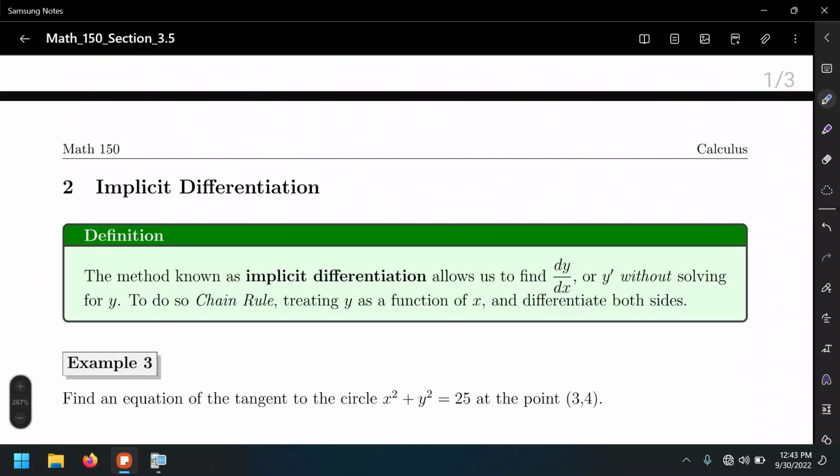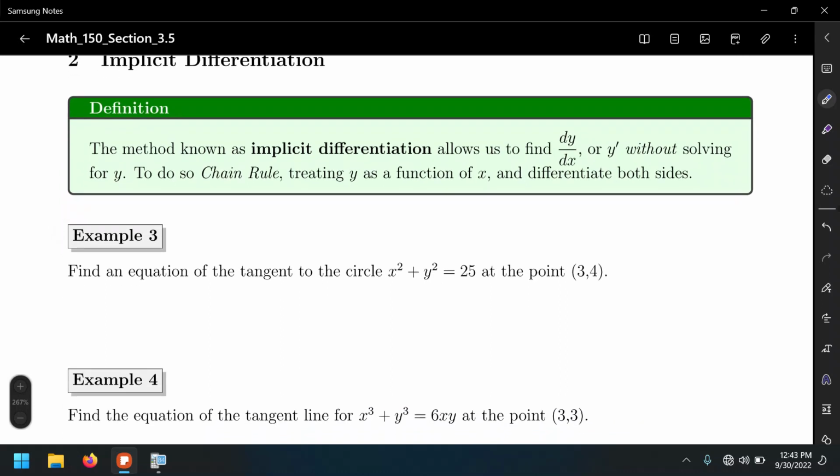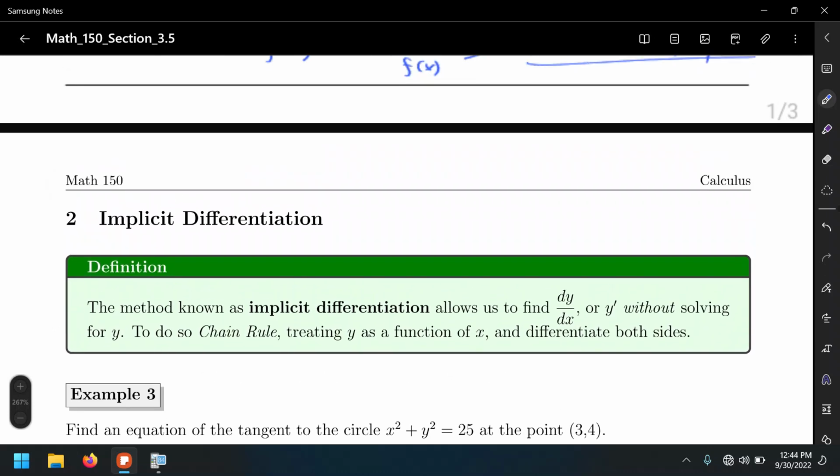So the method is to differentiate both sides of the equation, and whenever we differentiate something in terms of y, we do a mini chain rule and multiply by dy/dx. So let's look at some examples. Find an equation of the tangent to the circle x squared plus y squared equals 25 at the point (3, 4). And actually we already got the result for this derivative. Didn't we do it in the previous part? So let's just go ahead and use that result.